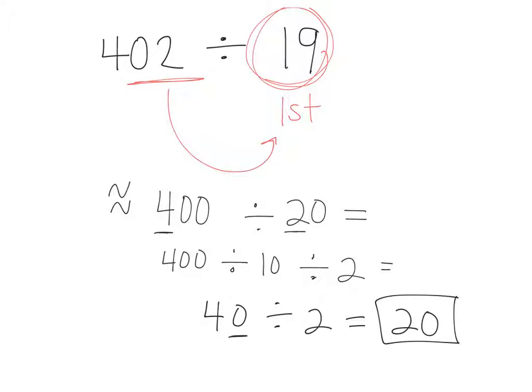Now, is the actual answer of 402 divided by 19, is that 20? No. But it needs to be somewhere around the ballpark of 20, okay?